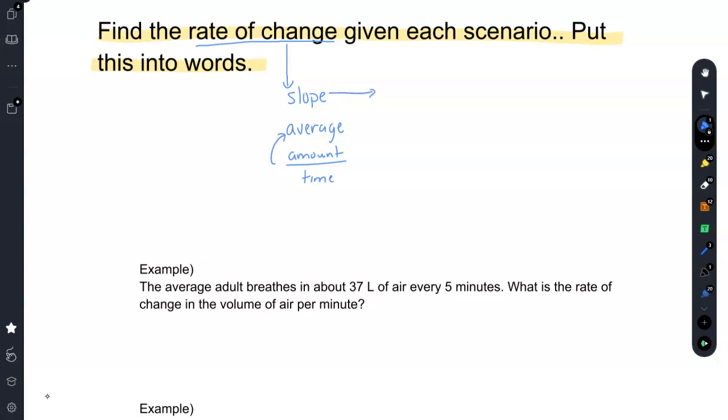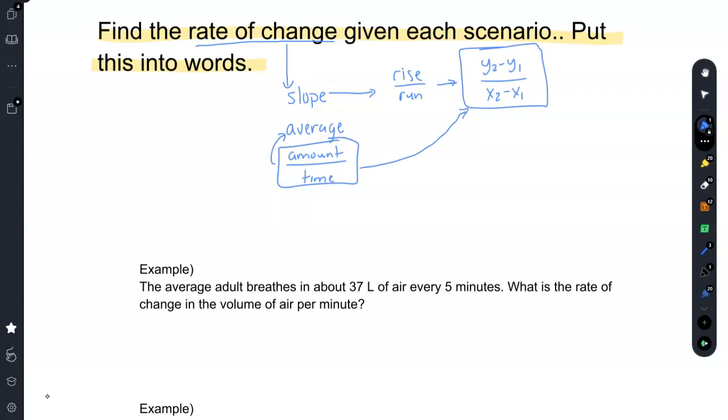And let's come off of slope. We said slope was rise over run. Mathematically, rise over run is the change in the y values over the change in the x values. So these are going to be the two that I use a lot, and I'll show you how this one kind of ties in with this one.